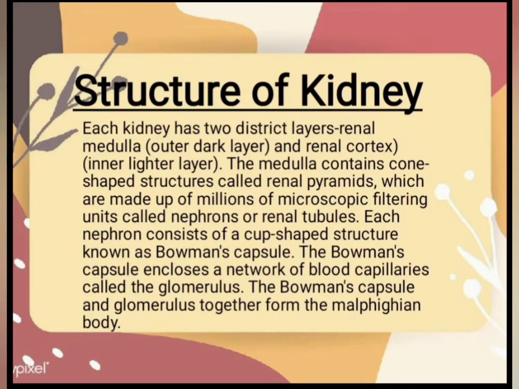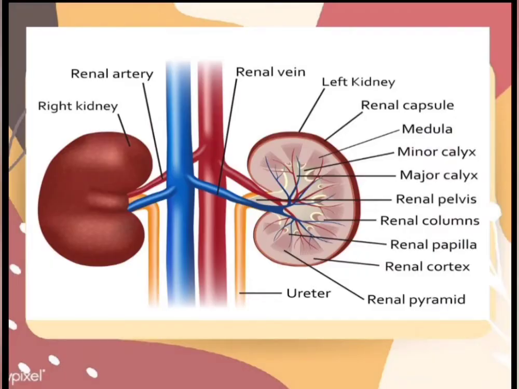Each nephron consists of a cup-shaped structure known as Bowman's capsule. The Bowman's capsule continues behind a narrow tubule and opens into the collecting ducts. All the collecting ducts then pass through the medulla and enter the renal pelvis, which opens into the ureter.